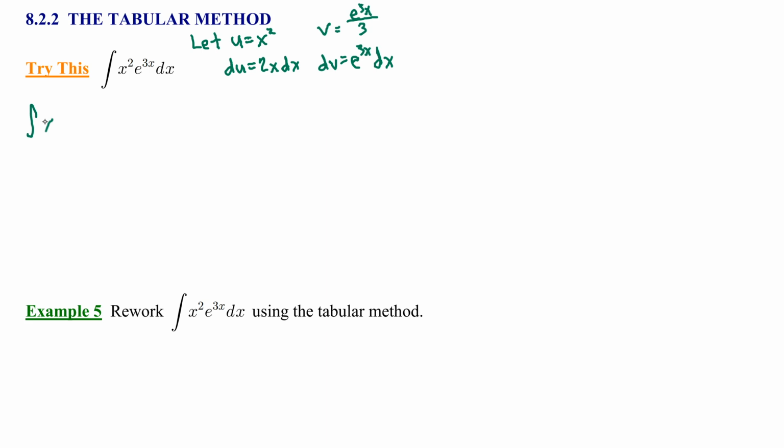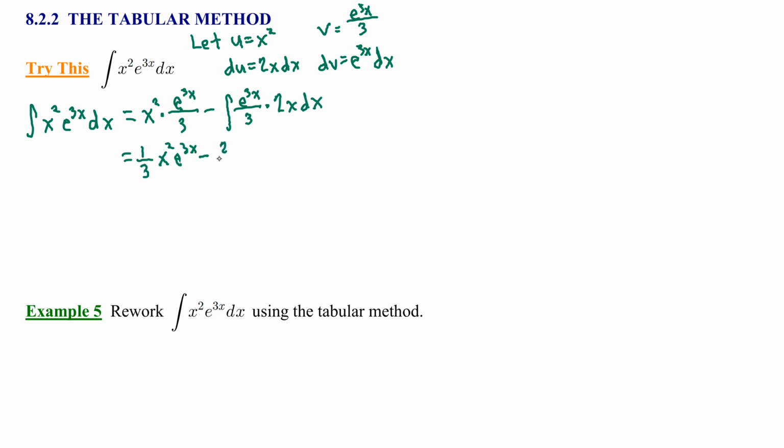So our problem, x squared e to the 3x dx, when we apply the integration by parts formula, becomes u, which is x squared, times v, e to the 3x over 3, minus the integral of v, which is e to the 3x over 3, times du, which is 2x dx. So let's clean it up a little bit, and then we'll be able to see what we're dealing with. I'm going to write this as 1/3 x squared e to the 3x, and we can factor out constants here, call it 2/3 times the integral of x times e to the 3x dx.